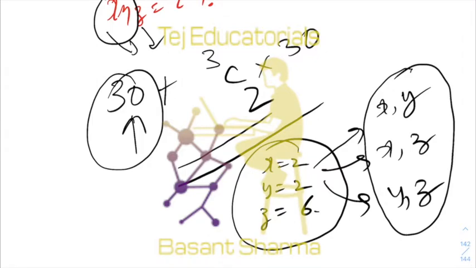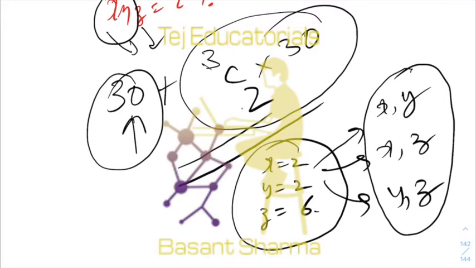So by multiplication rule, 3C2 into 30 will be the ways in which you can have negative factors. So this is 3C2 into 30 is the ways in which you can have negative factors also. Added to it the number of ways in which you can have positive factors only. So 30 plus 3C2 into 30. All right.